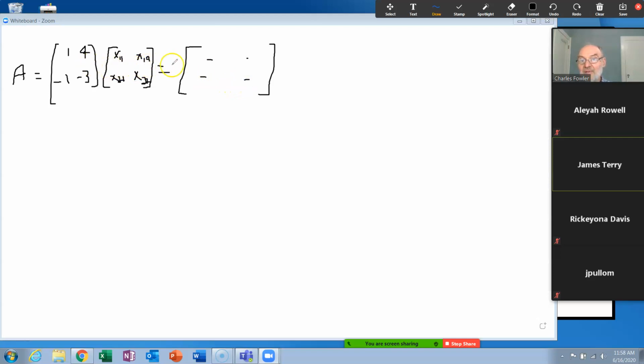Okay, so let's multiply. The 1-1 entry would be first row here times first column there. That would be x sub 1-1 plus 4x sub 2-1. There it is. You're absolutely right. Okay. The 1-2 entry here would be first row times the second column, which would be x sub 1-2 plus 4x sub 2-2.